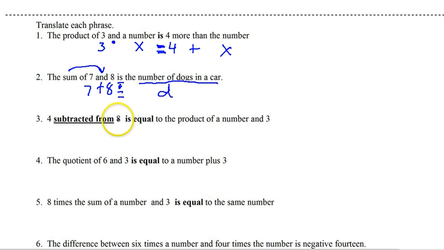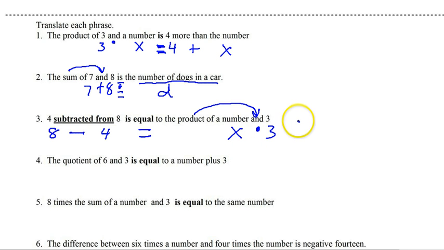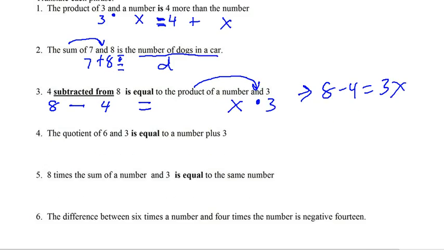4 subtracted from 8. Remember, these are backwards, so it's not 4 minus 8, it's 8 minus 4, is equal to the product, so we look for the and right there, put a dot, of a number and 3. And then there's your equation. We could also rewrite this as 8 minus 4 equals 3x. You don't have to put x3.